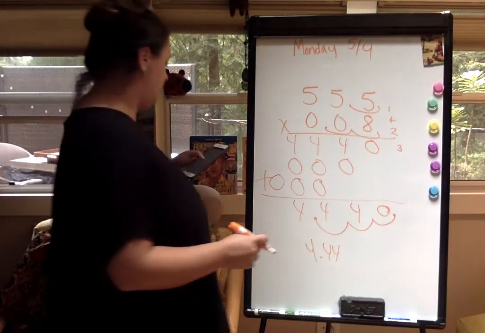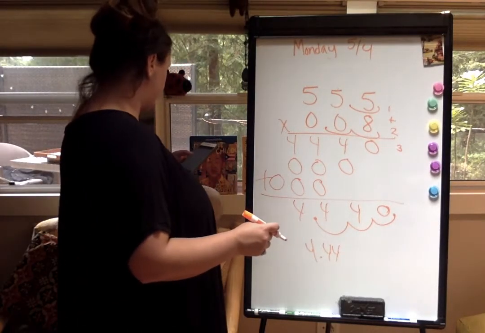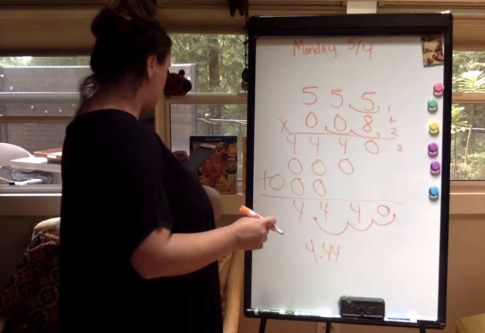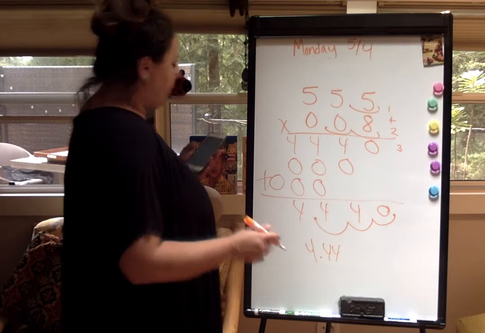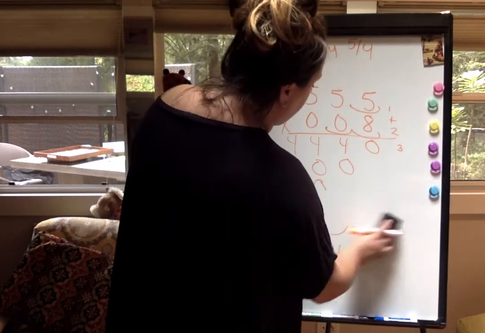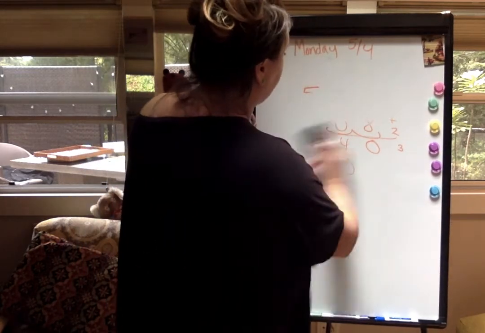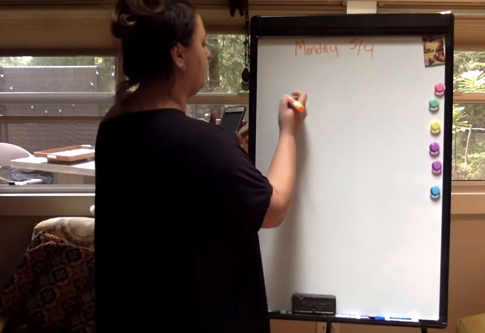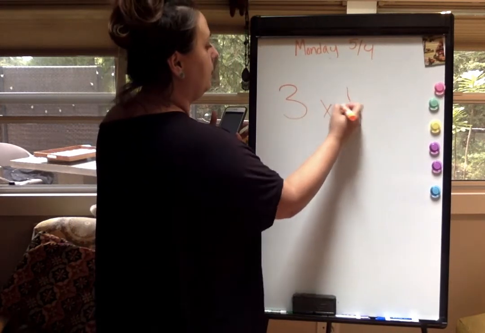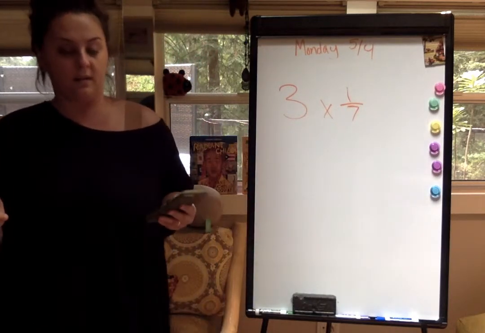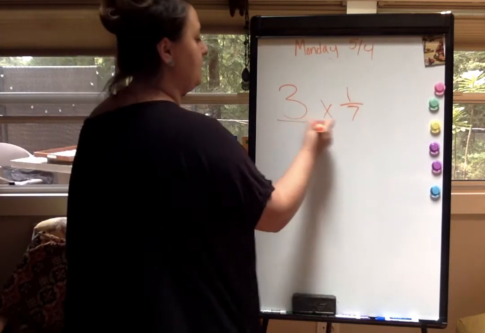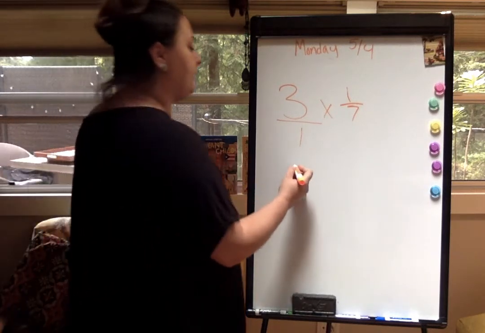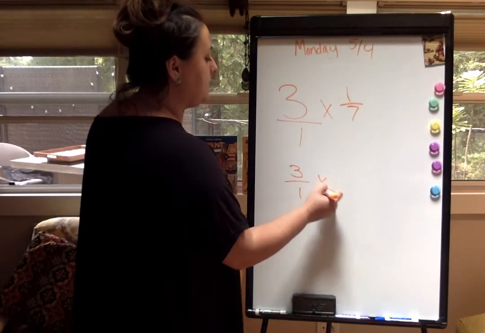Okay? Excellent job. Oh, I scrolled too far. Okie doke. 3 times 1/7. It's a whole number by a fraction. Big 3 times 1/7. Okay? You need to make this into a fraction. Put a 1 under it. I like to rewrite it so it stays nice and neat.